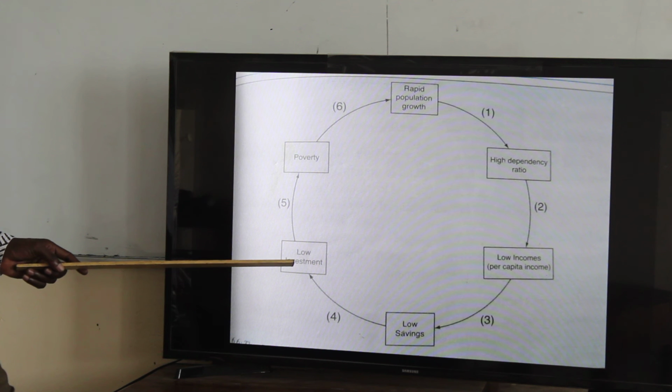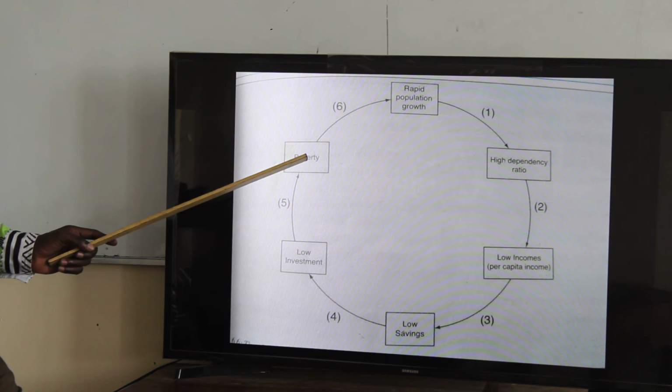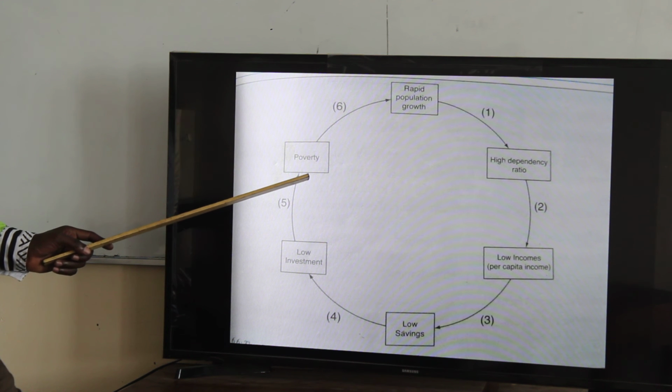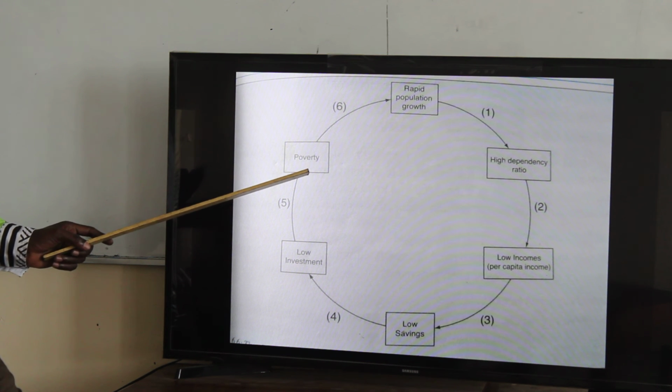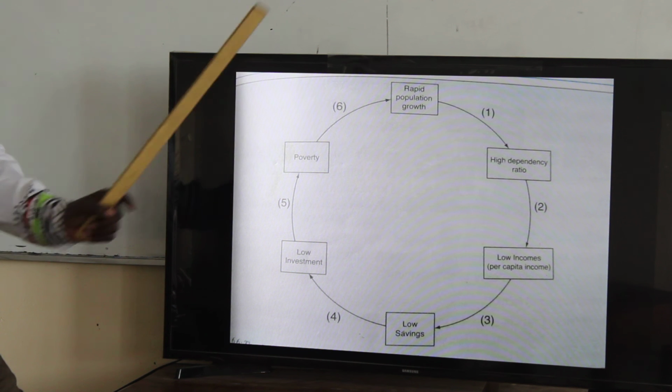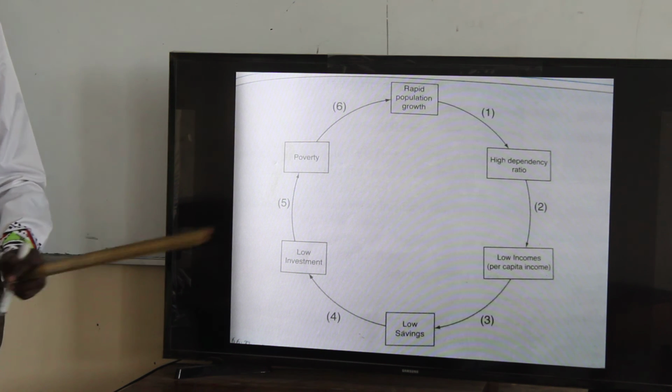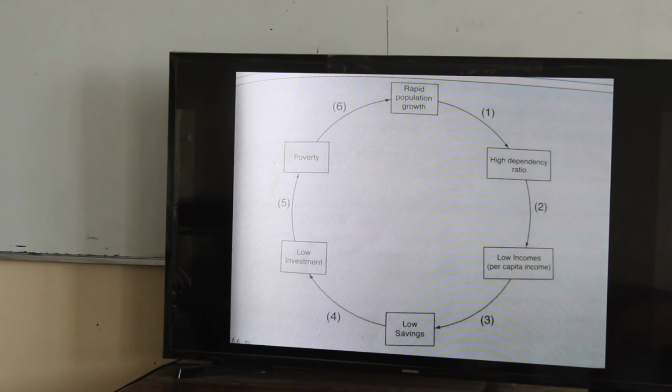If you don't invest, you become poor. It leads to poverty. If you are poor, again, you are not engaged in any meaningful production. What happens? It goes back to rapid population growth. So again, people give birth to many children. So that is what we call the vicious cycle of rapid population growth.